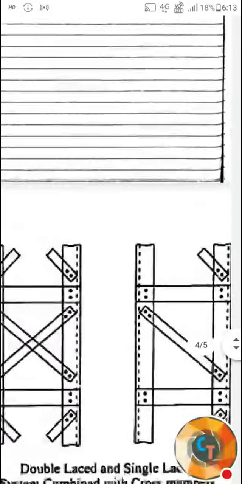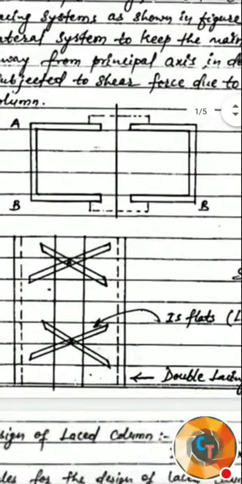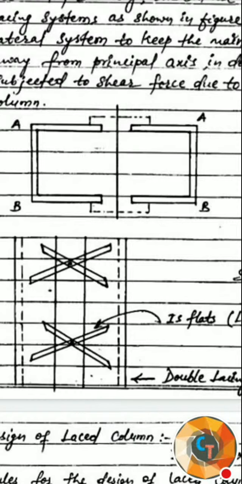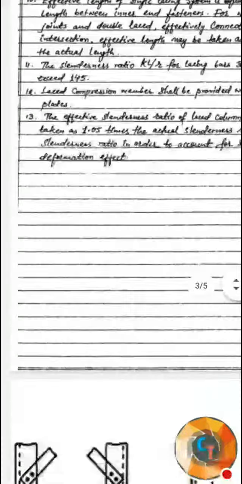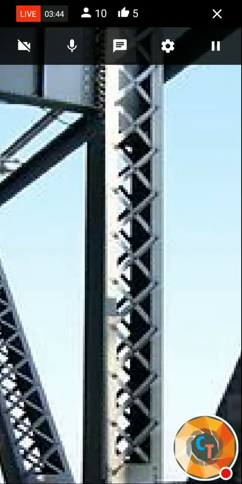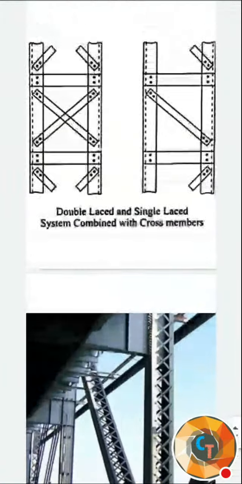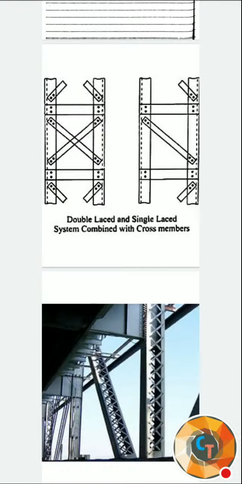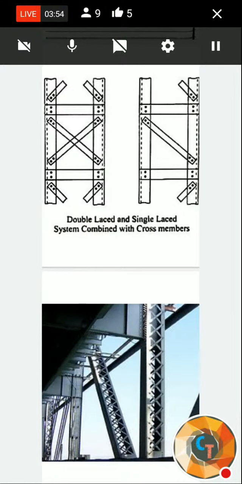Here in this figure, we can see only two main members, the channel members, are used. Sometimes you can also use four members. Here in this figure also they have used two main members, along with the lacing. And sometimes four members at the corners will be used. If you stay online for 30 seconds, I'll show you.